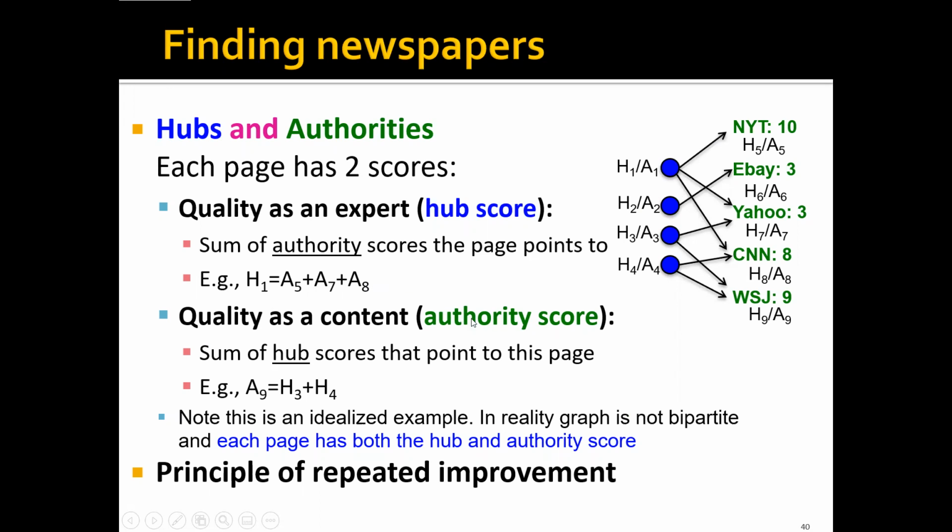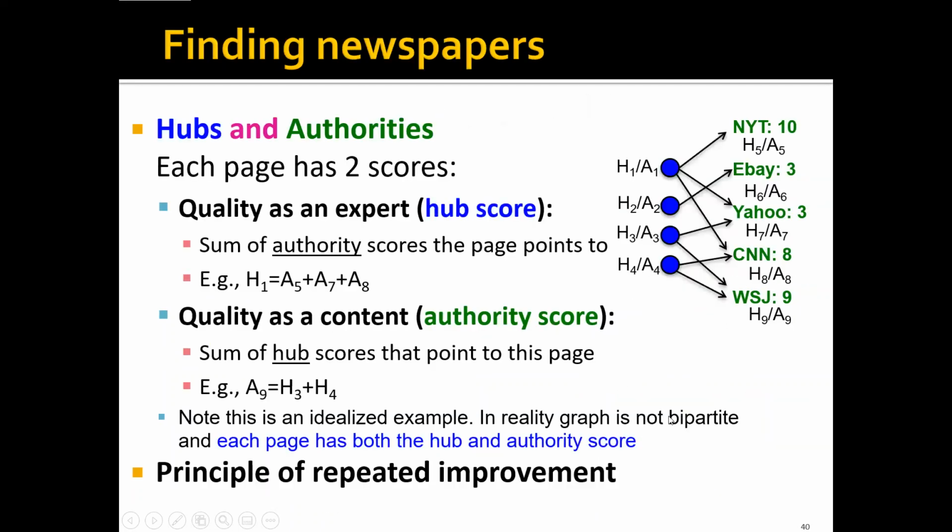Similarly, we have the authority score for each page, and this measures the quality of the node as content. The authority score can be computed as the sum of hub scores that point to this page. For example, let's say that we want to compute the authority score of page 9, Wall Street Journal. We can compute it as the sum of the hub scores of node 3 and node 4, because only these two nodes link to node 9. So basically, the authority score of node 9, A9, is equal to H3 plus H4.